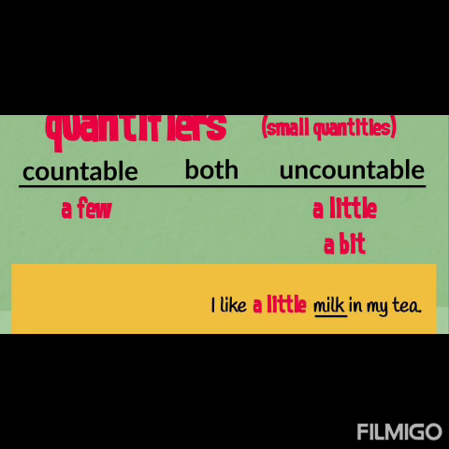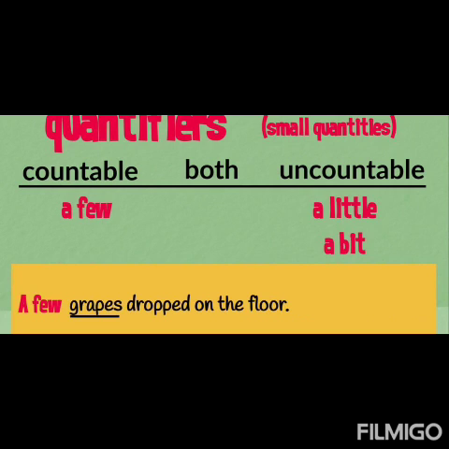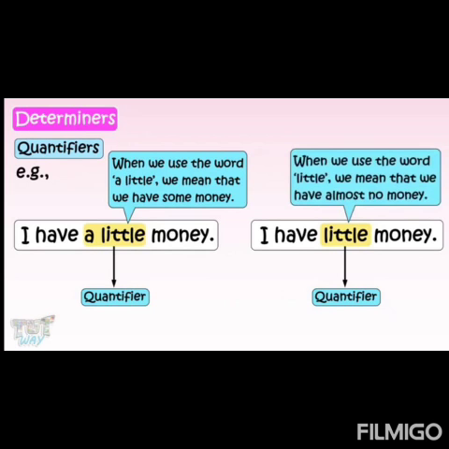With uncountable nouns, we use a little and a bit. I like a little milk in my tea. We use the quantifier a few with countable nouns. A few grapes dropped on the floor. We can count grapes. So with that we are using a few. Another quantifier is little, a little.